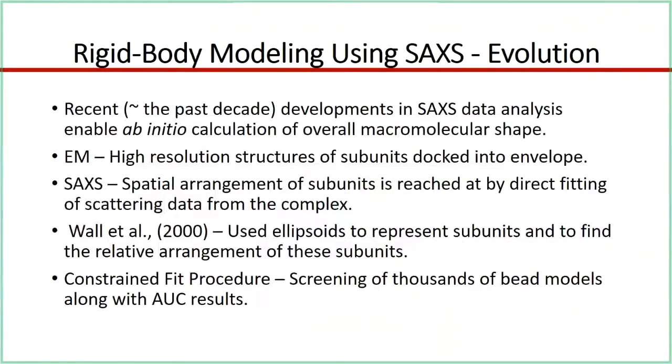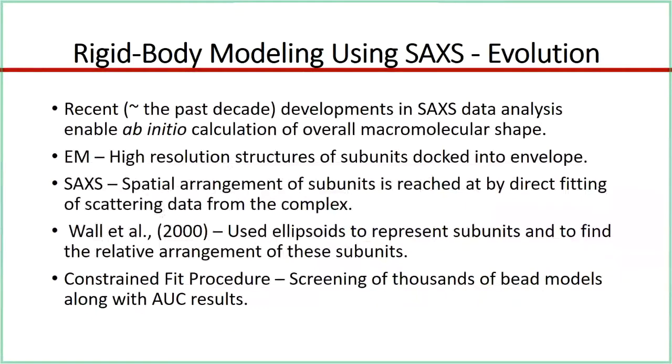There are several strategies available, and there is a history for the evolution of these strategies. It started simple. There is a paper by Wall, Gallagher, and Trewhella back in 2000, which basically used ellipsoids, very simple shapes, and then rearranged them in space to fit the data. The simple shapes roughly represented the size and shape of the subunits, and the aim was to find the optimal spatial position of these simplified domains to fit the SAXS data.